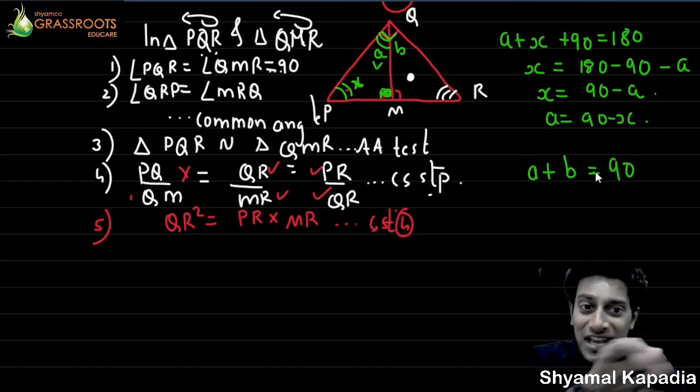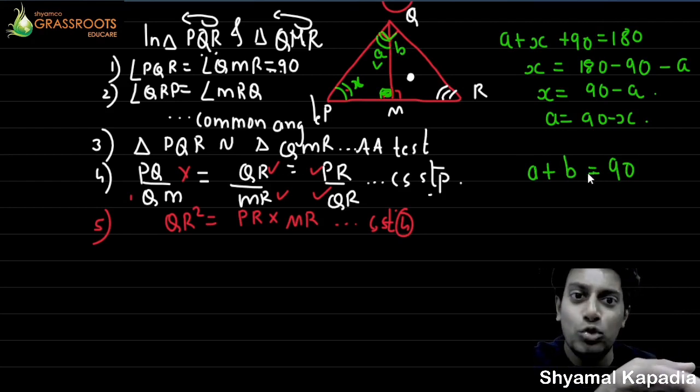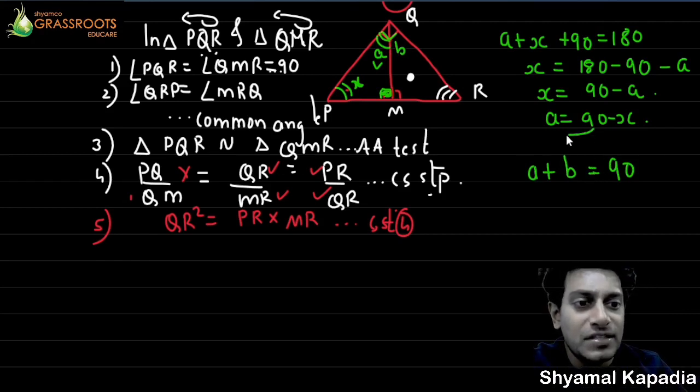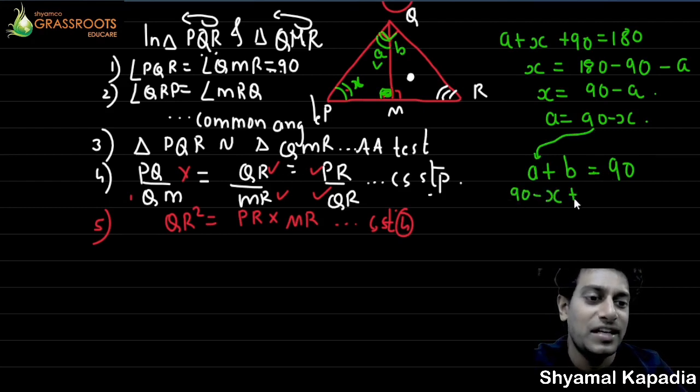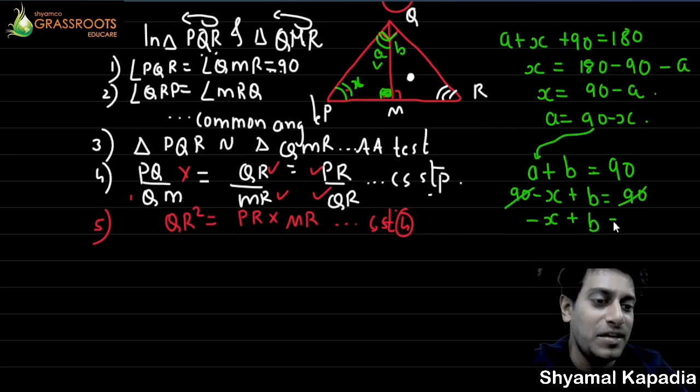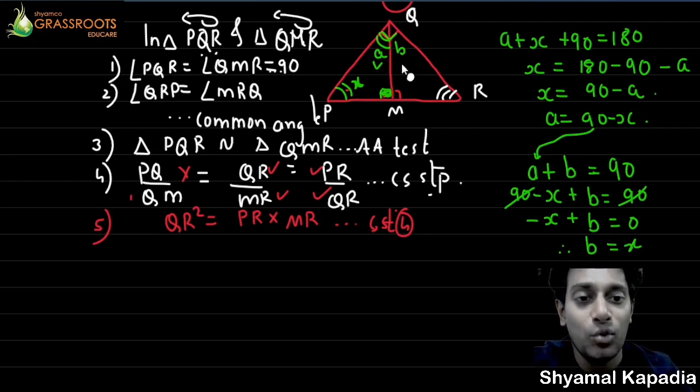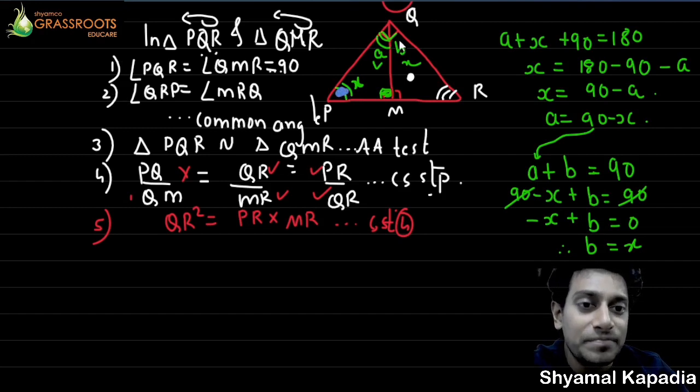You can see, A is the left side and B is the right side, both together make 90. Substitute A's value out here. 90 minus X plus B is equals to 90. 90 cancel. Minus X plus B is equals to 0. Can I say B is equals to X? Oh wow! I have proved that the two angles are equal. Which two angles have I proved? Check. You have proved this angle is X and this angle is also X.